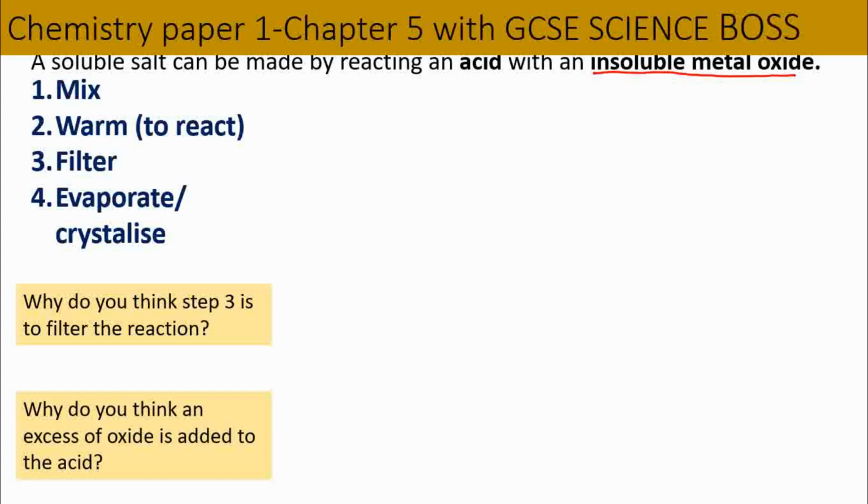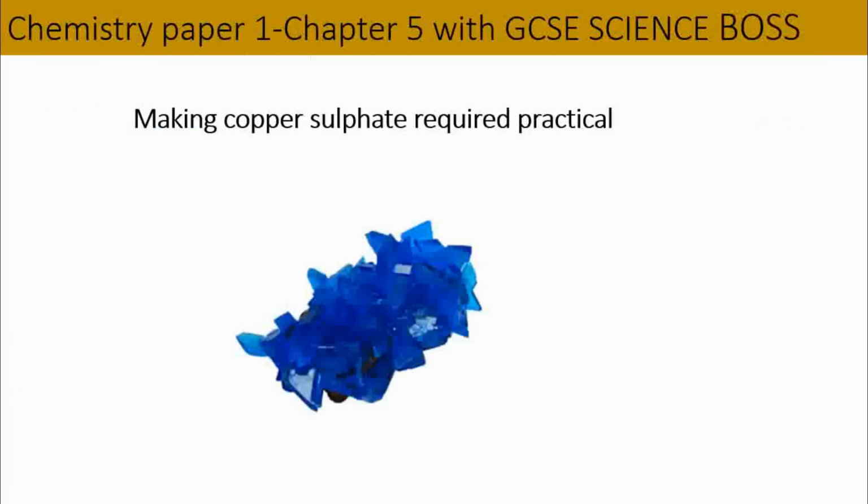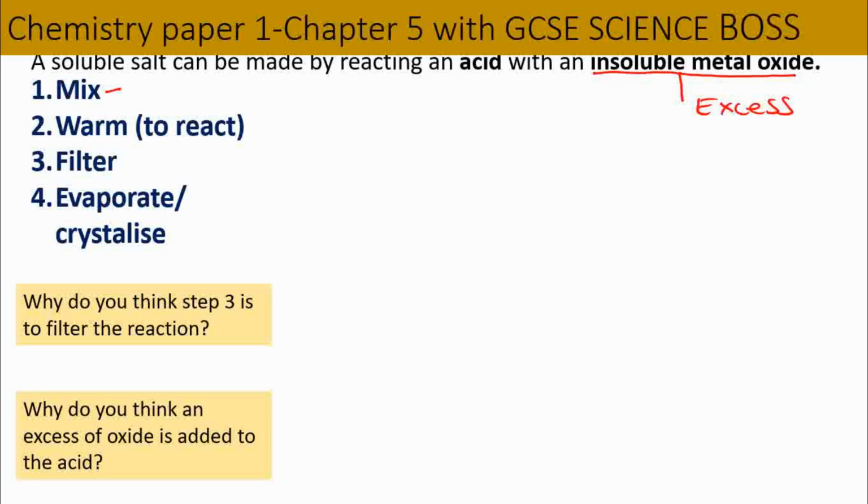All right. And why do you think we're mixing this in excess? Because when we're mixing this, we need to ensure that we're using an excess amount of the metal oxide. Now that is done so that it can react with all the acid there. All right, so just remember MWFE. Okay, come up with some mnemonic for remembering that. Those are the 4 general steps for making a soluble salt.